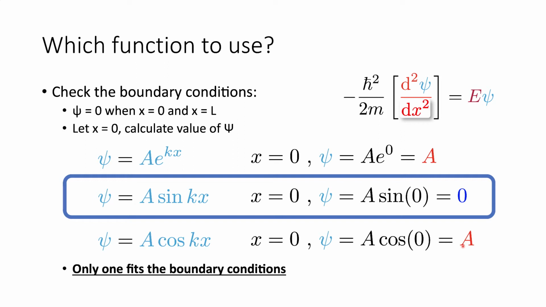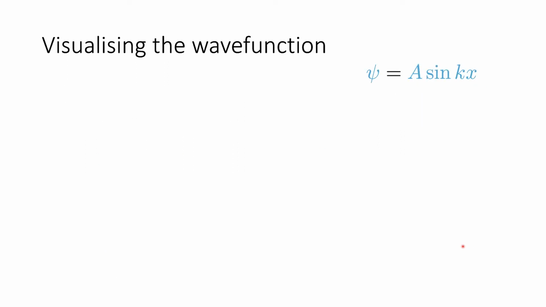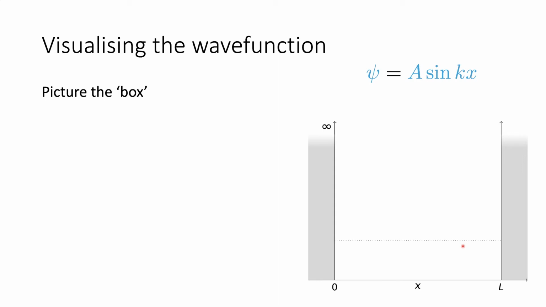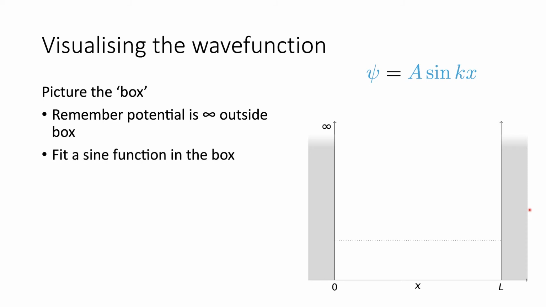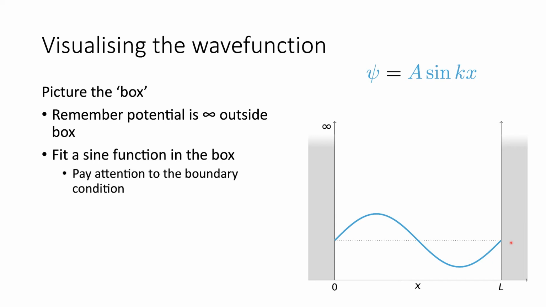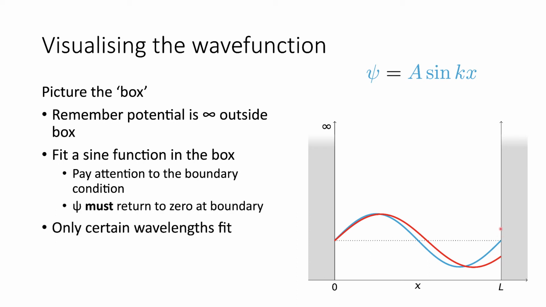So now that we know we're looking for a sine function, let's try and visualize it. Let's try and fit it into our box. So we're going to picture the box. Remember, the potential is infinite outside, and we're going to fit the sine function into the box. Remember, it has to be 0 at the edge of the box. This dotted line just represents the 0 line for that wave function. And we can see we fit a sine function in straight away. Remember to pay attention to the boundary condition. We can't have it at non-zero values at the edge of the box, so only certain wavelengths will fit in there.